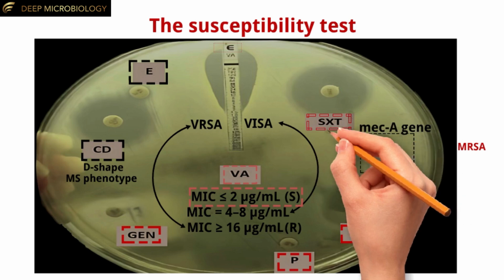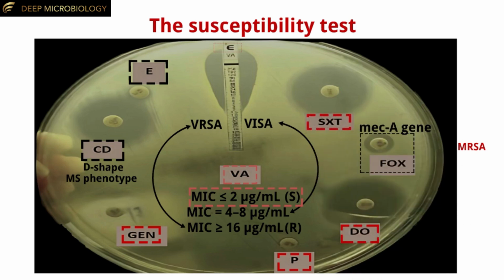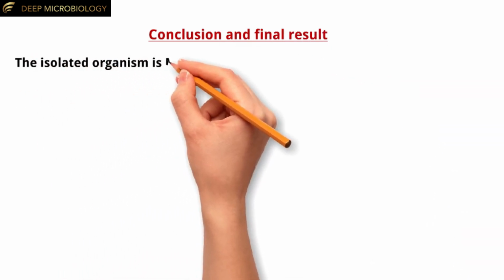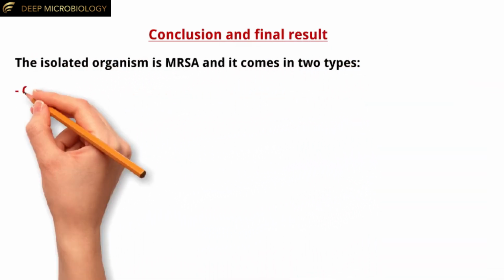Finally, trimethoprim-sulfamethoxazole is sensitive, indicating the organism is susceptible to this combination antibiotic that targets folic acid synthesis in bacteria. Conclusion and final result. The isolated organism is MRSA, and it comes in two types.